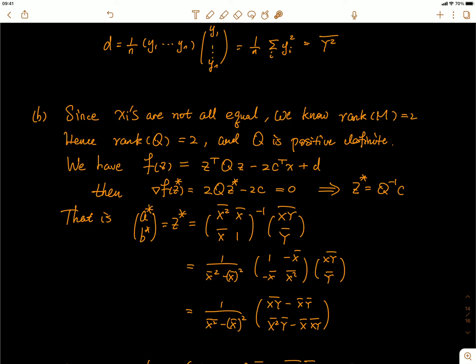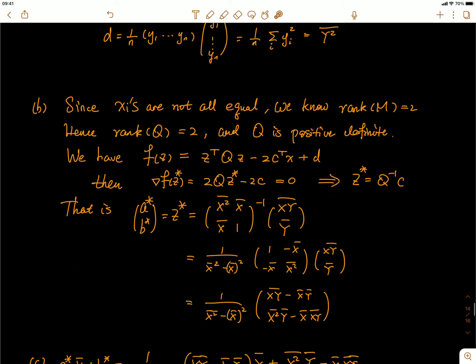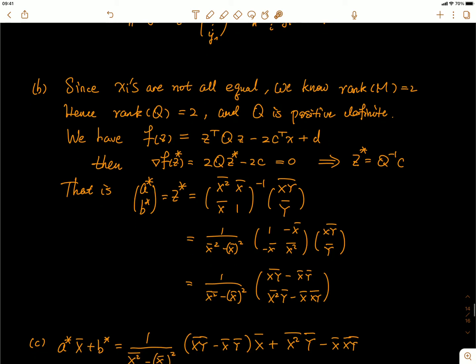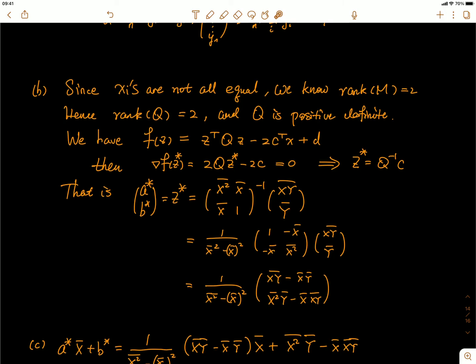Okay, so this is something you might want to know. For 3x3 or higher dimensions, we know how to do that, but we don't do that by hand. So you use a computer. But for 2x2, we can easily do it by hand. Okay, so that's this, and then you calculate this, you end up with that vector. So that's our optimal point, A star, B star.